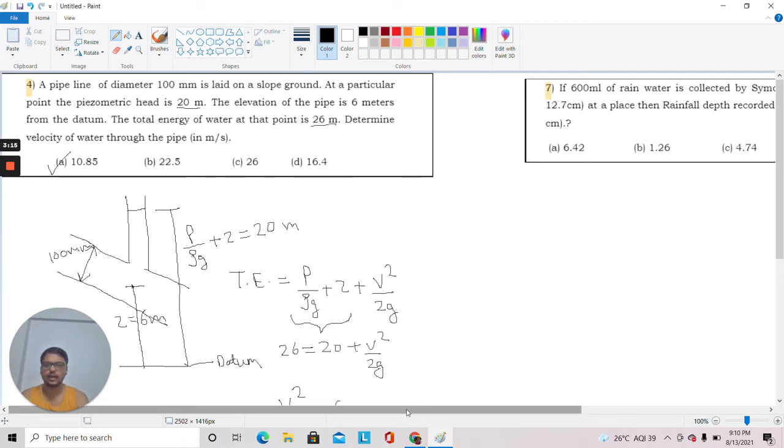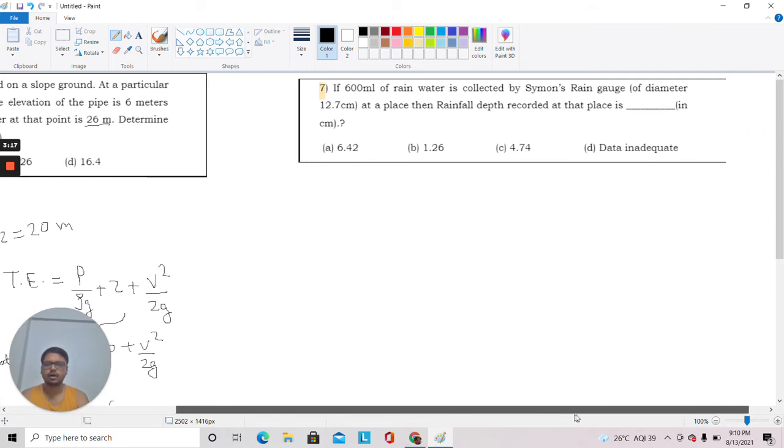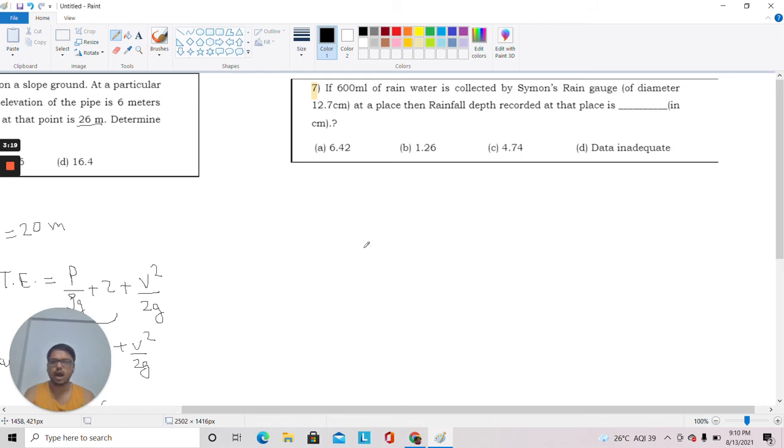Now moving on to next, we have the question on hydrology. If 600 ml of rainwater is collected by Simon's rain gauge, which is a non-recording rain gauge of diameter 12.7 centimeter at a place, then rainfall depth recorded at that place is how much in centimeters. So there are options given.